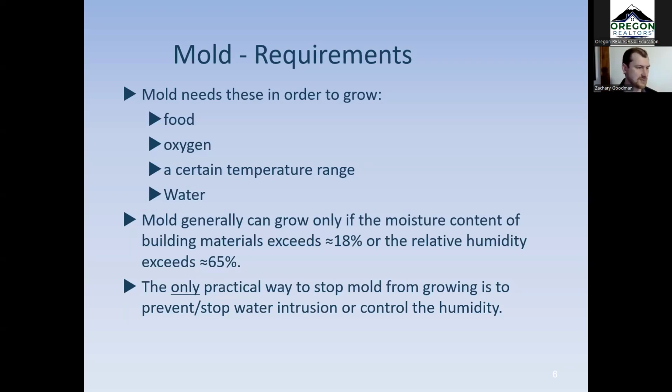As it notes on the next bullet point here, mold generally can grow only if the moisture content of the building materials exceeds about 18%, or the relative humidity of the air exceeds about 65%. Well, for those of you that are weather experts or understand how the weather works, we deal with a lot of high humidity here in Oregon. This is a major reason why in Oregon we have so much mold growth. So the only practical way to stop mold from actually growing is to prevent the water intrusion or to control the humidity, and sometimes both.